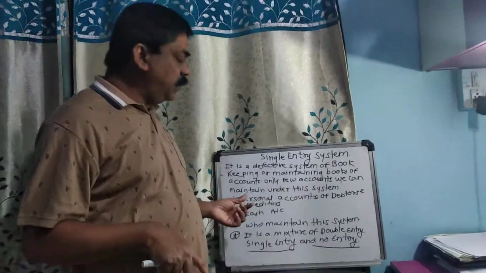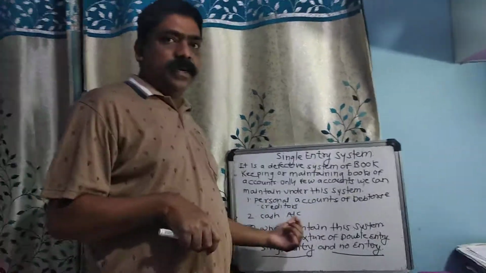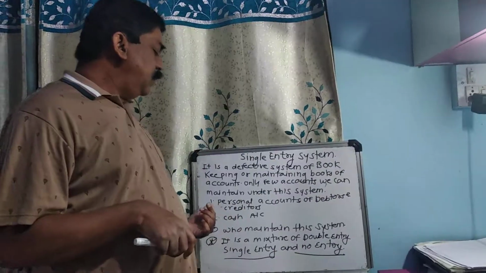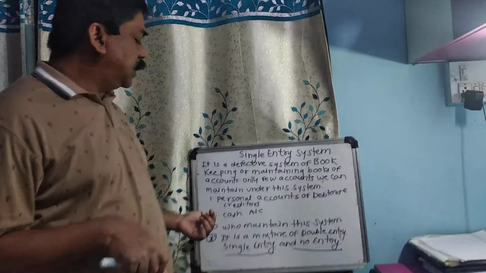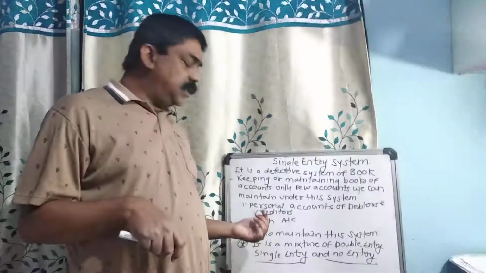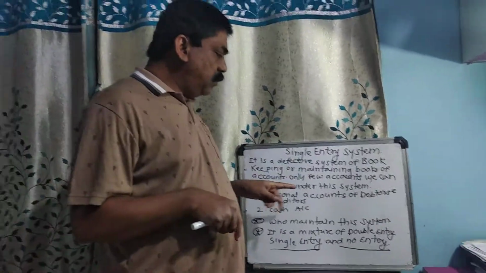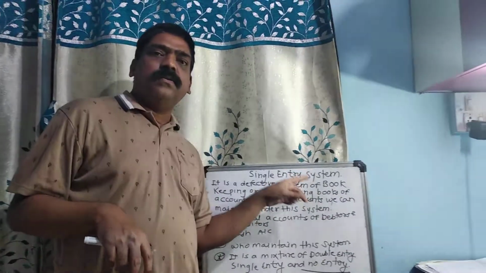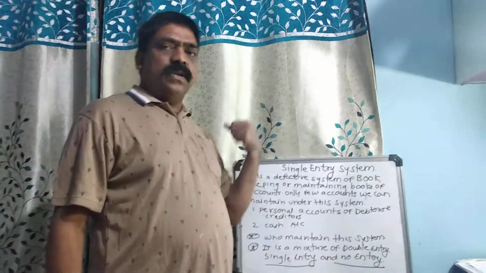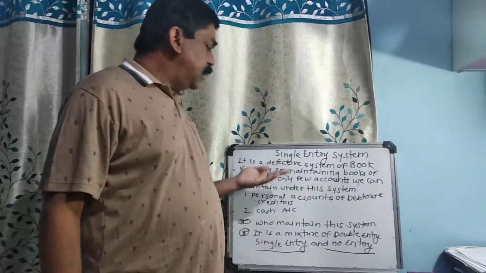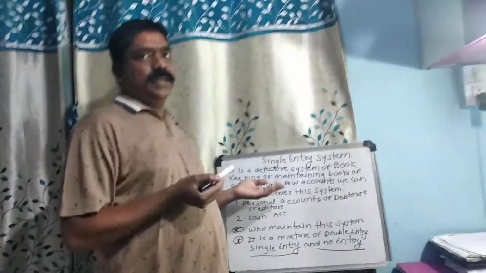Which accounts do they maintain? They maintain personal accounts of debtors as well as personal accounts of creditors. That is the first account. And the second account they maintain under single entry system is the cash account. So why do they maintain debtors and creditors accounts? They maintain debtors accounts to know how much amount is receivable from debtors, and they maintain creditors accounts to know how much amount is payable to the creditors.